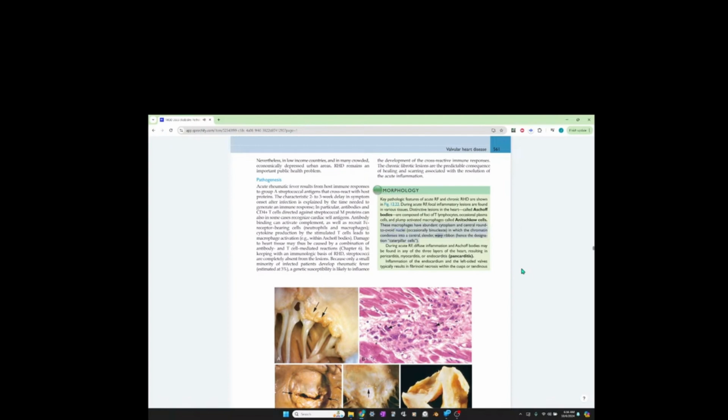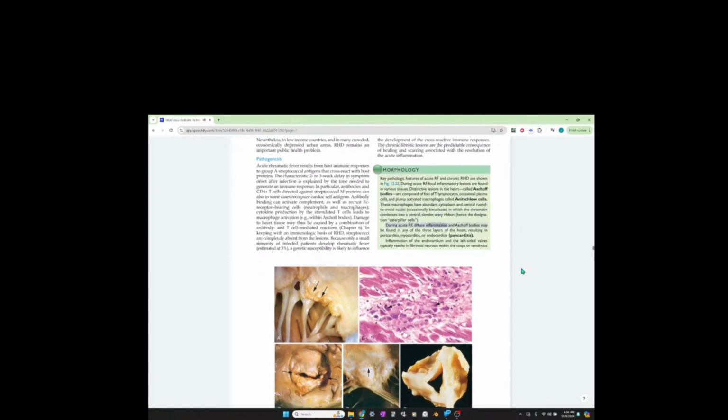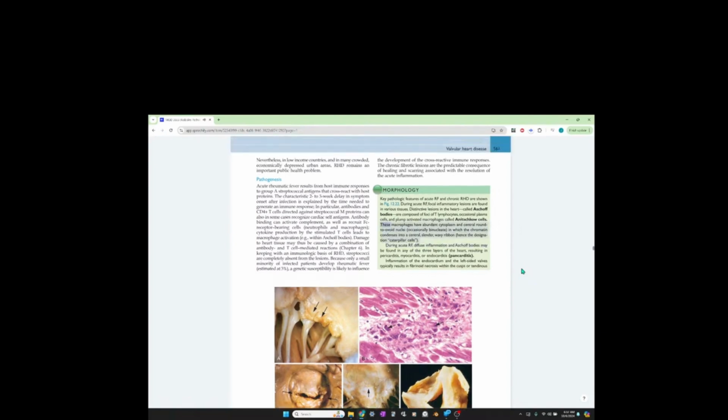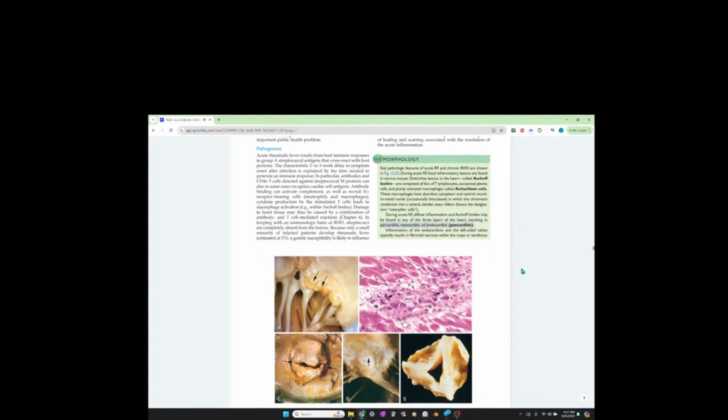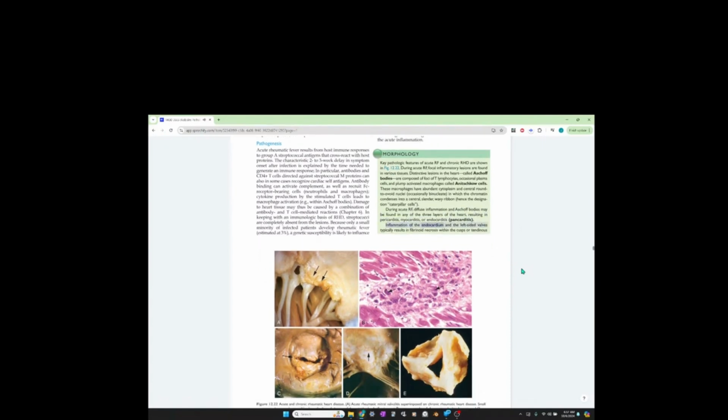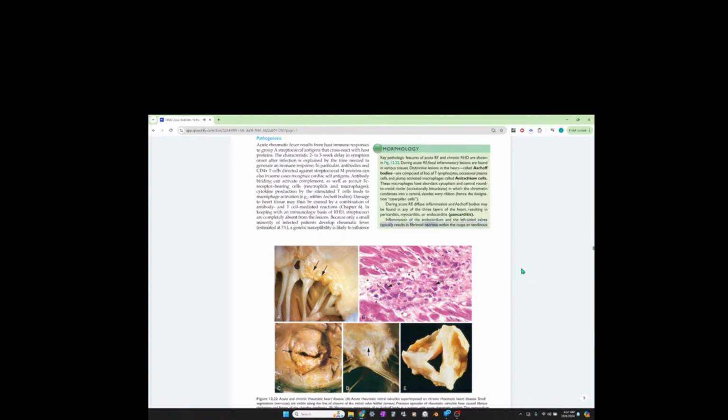During acute RF, diffuse inflammation with Aschoff bodies may be found in any of the 3 layers of the heart, resulting in pericarditis, myocarditis, or endocarditis. Inflammation of the endocardium and the left-sided valve typically results in fibrinoid necrosis within the cusps or tendinous cords.